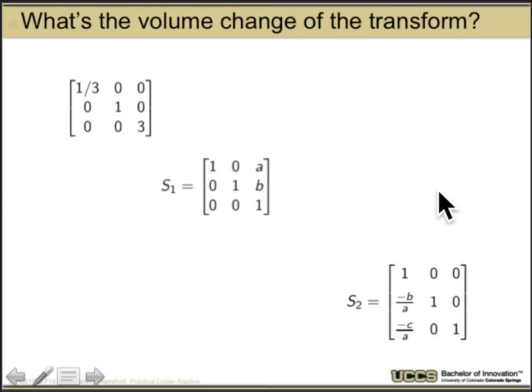Well, this one's a little more complicated. This one is a volume changing transformation. This is scaling, but it's going to scale by 1/3 times 1 times 3, which is 1. So even though it's scaling the axes, the overall volume is going to stay the same.